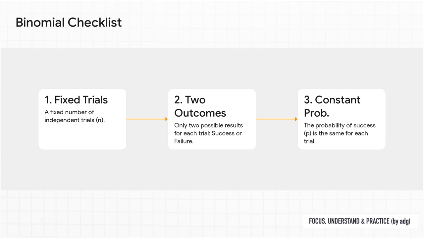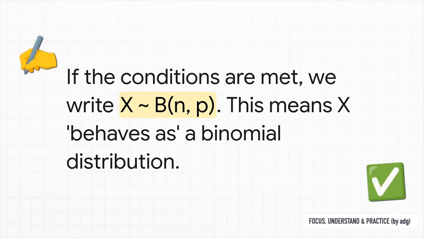Simple. Second, each of those trials has to have only 2 outcomes. Think heads or tails, success or failure. And third, and this is crucial, the probability of that success, which we call p, has to be the exact same for every single trial. Now, if you can check all 3 of those boxes, then you get to use this cool statistical shorthand. This little formula just says our variable, x, behaves as a binomial distribution with n trials and a probability of success p. It's just a fancy way of summarizing our setup.